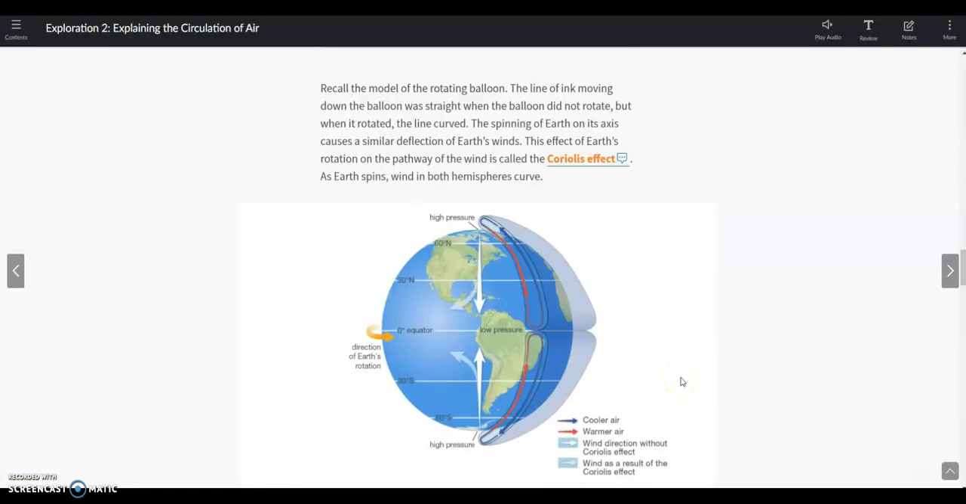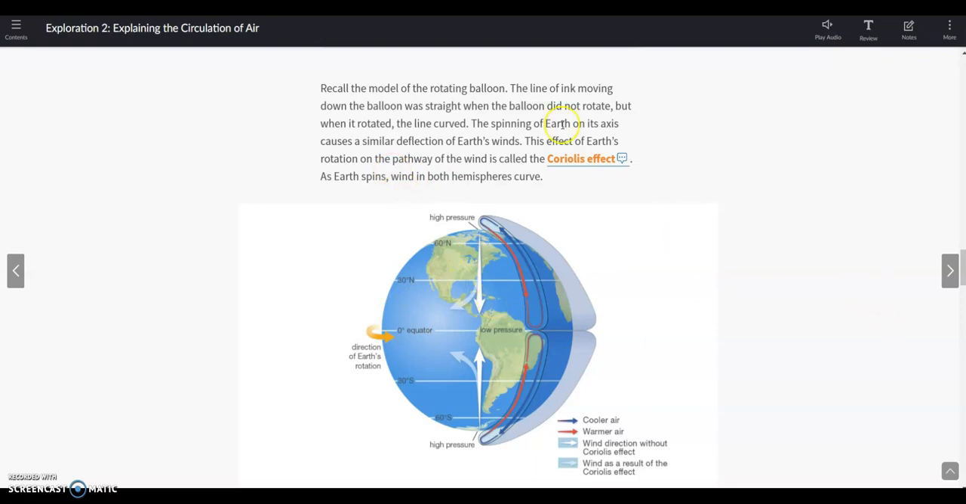Now that you've answered question 1 and got a sneak peek at question number 2, here's what else the online ebook says. It says, recall the model of the rotating balloon. The line of ink moving down the balloon was straight when the balloon did not rotate. Long story short, Earth spins to the east, and the effect of Earth's rotation on the pathway, remember that word, of the wind, remember that word, is called the Coriolis effect. Earth spins east, therefore the pathway of the wind bends west.